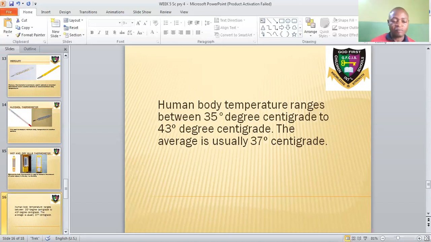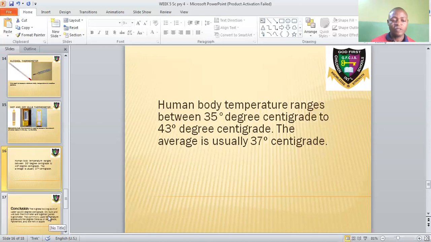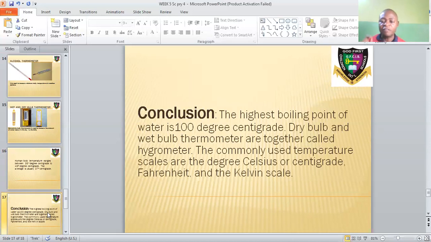Now, in conclusion, the highest boiling point of water is 100 degrees centigrade. When you are boiling your water, you get to a certain stage where you see the water boiling. By the time the water is boiling, it means the boiling point is already 100 degrees centigrade. So the highest boiling point of water is 100 degrees centigrade.